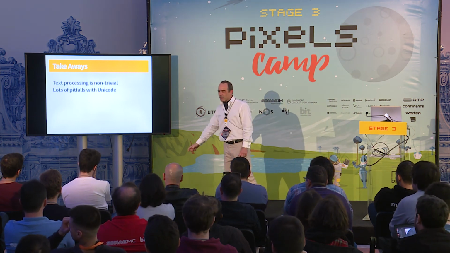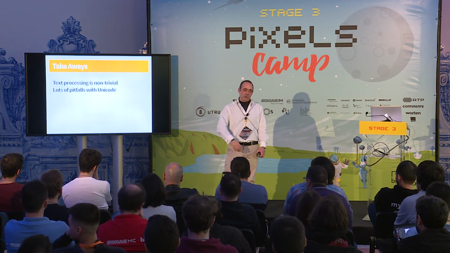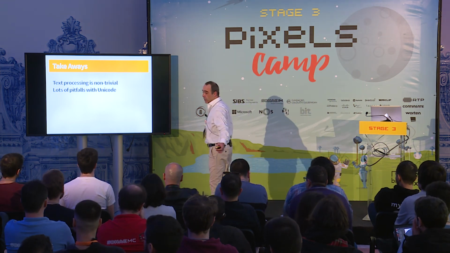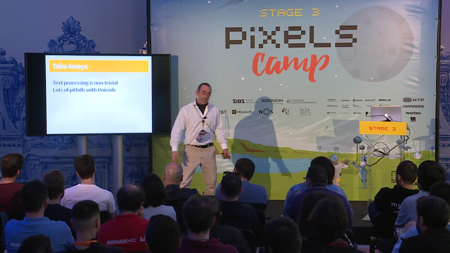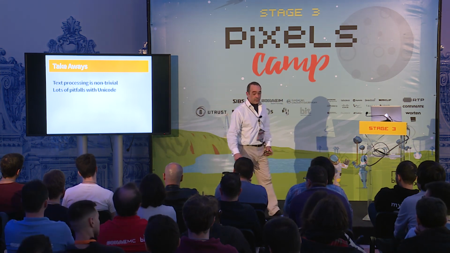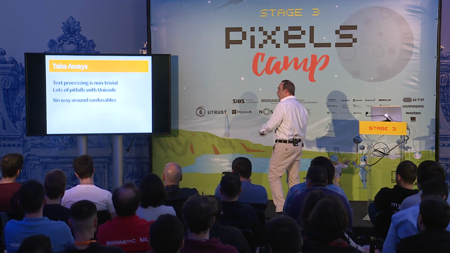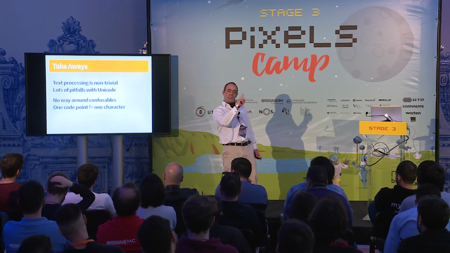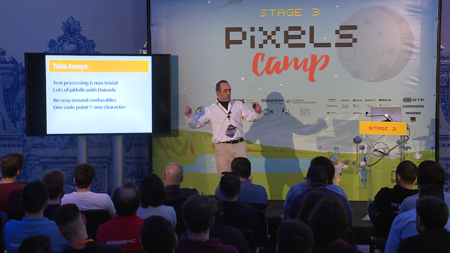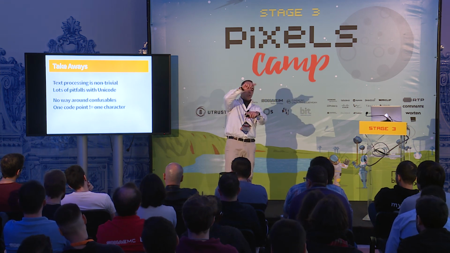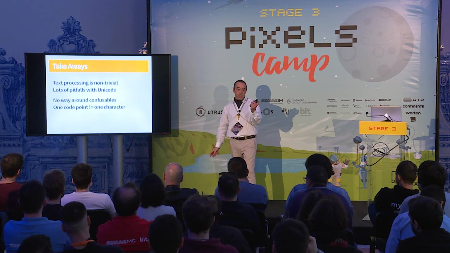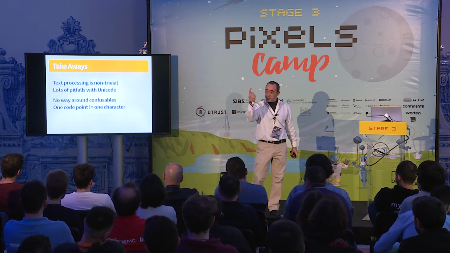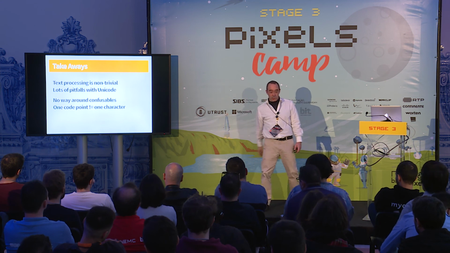So key takeaways. Text processing is non-trivial. It's really non-trivial when you think of it and if you want to take care. There are, unfortunately, lots of pitfalls with Unicode, but that's life. Language is complicated, text is complicated. There's no way around confusables. You need to know: one code point is not one character, okay? You can have 3 code points, and that's the same character, an E with an X and something. And remember, by the way, 1 code point is not 1 byte. So you can have a 10-byte thing, which is a single visible letter on your screen or on your printer.